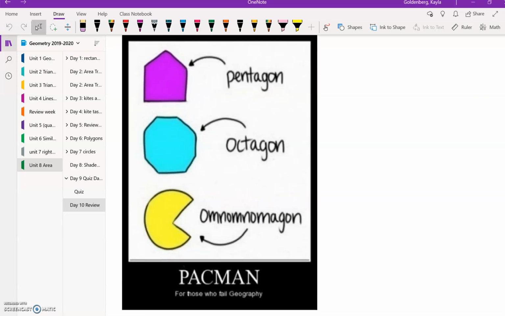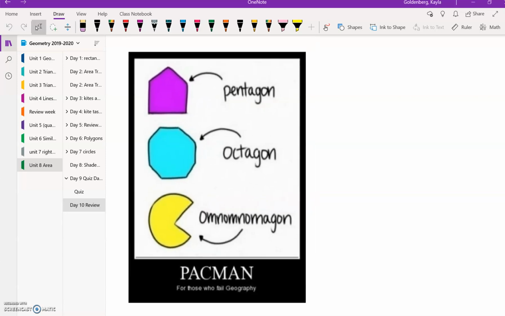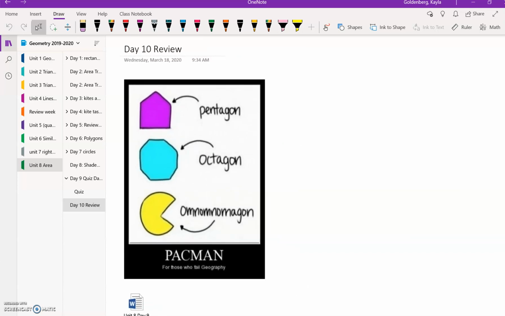So here is our math meme of the day. Pentagon, octagon, omnagon. Or omnomnomnogon. Just thought it was kind of cute. I used to love playing Pac-Man when I was a kid. We'd go to the arcade and would play there on field trips at summer camp.